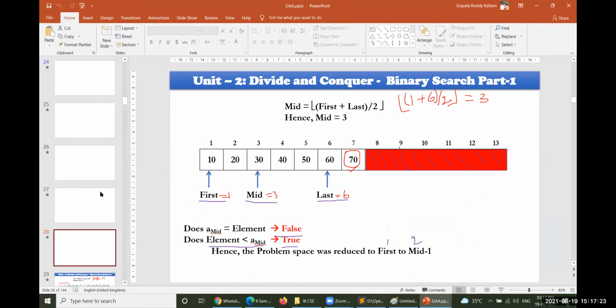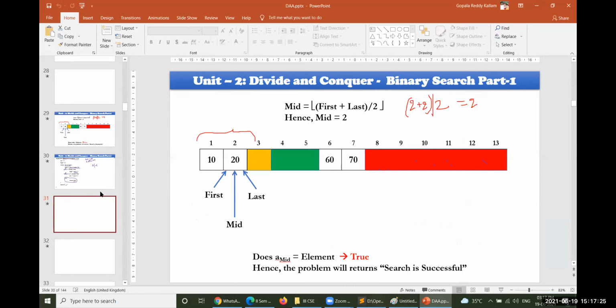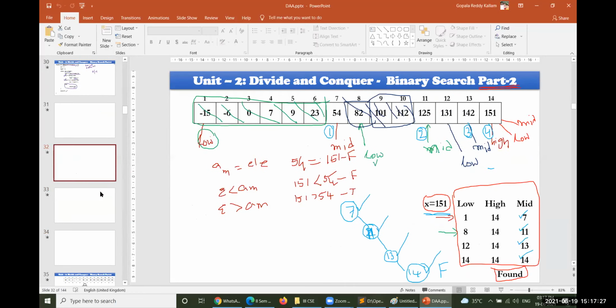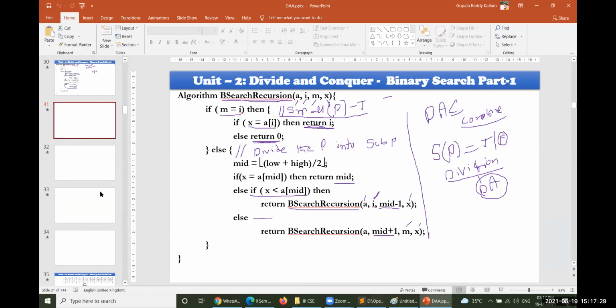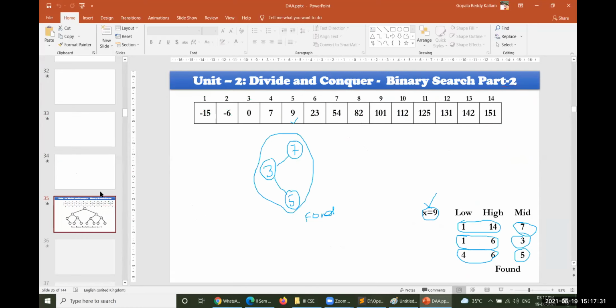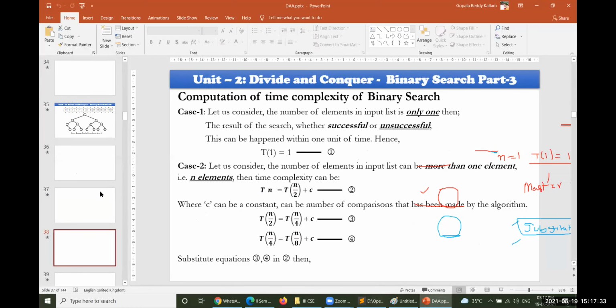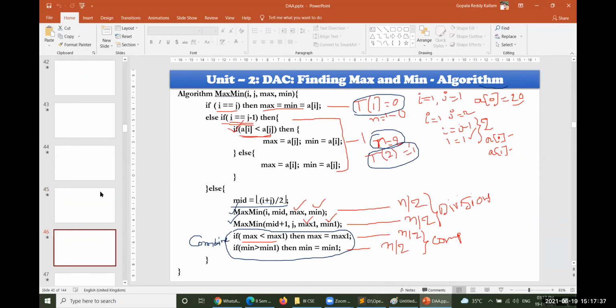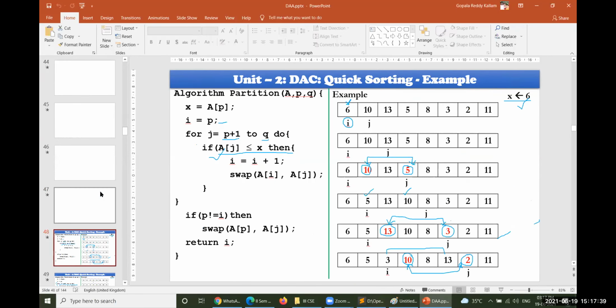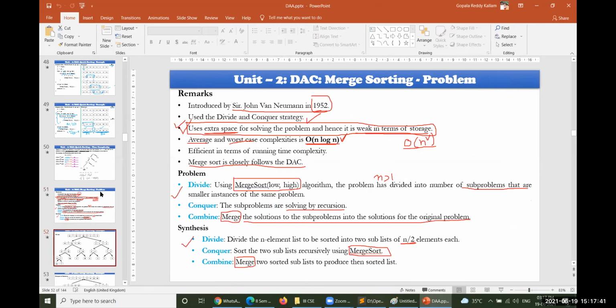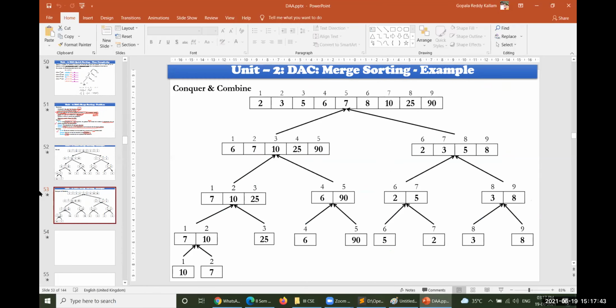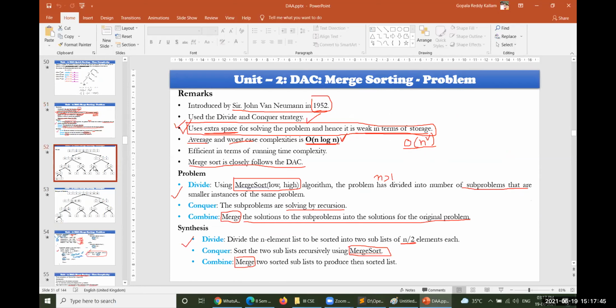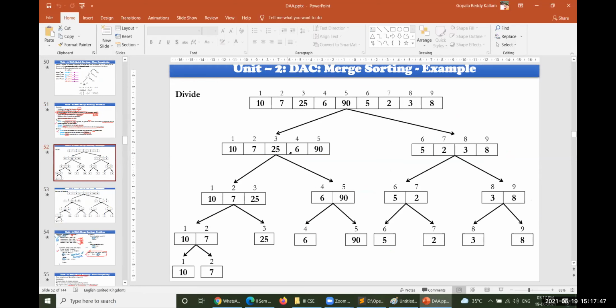Just wait for one. Divide and conquer method. What is this? Mergesort will be followed by mergesort. Look at this. So this is the way of doing merging.